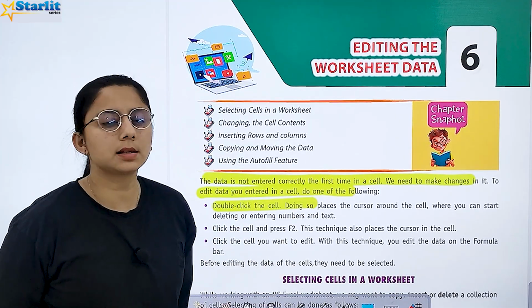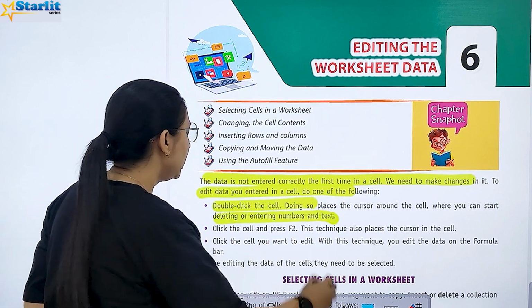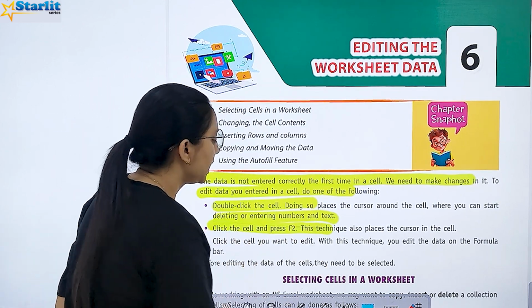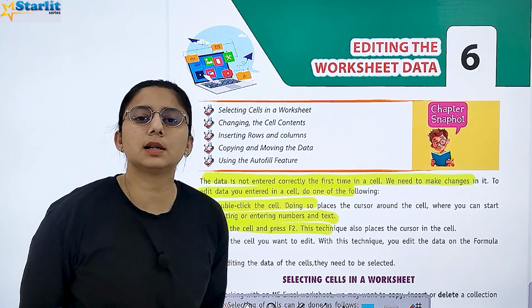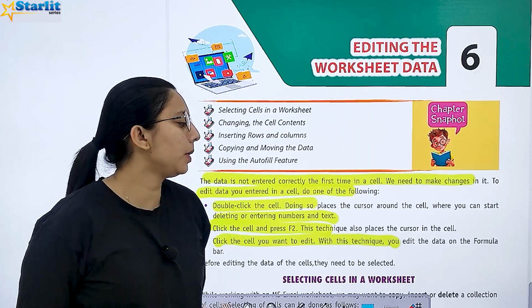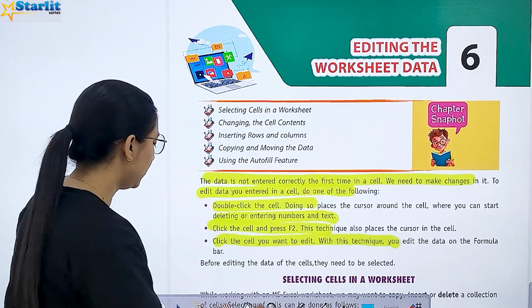Doing so places the cursor in the cell, where you can start deleting or entering numbers and text, right? Now click the cell and press F2. This technique also places the cursor in the cell. Or click the cell you want to edit. With this technique, you edit the data on the formula bar.